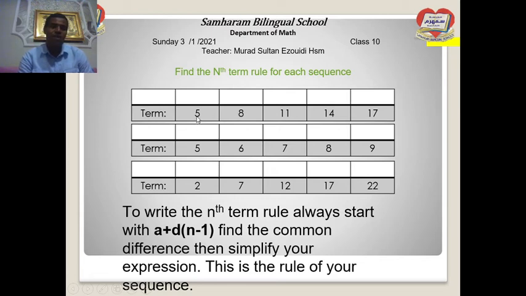The first term is a, which is 5, plus the common difference is 3. 8 minus 5 is 3, multiplied by n minus 1. So it will be 3, plus 5 plus 3 multiplied by n minus 1 gives 3n plus 2. This is your nth term, written in terms of n, and that is what we are looking for, my learners.